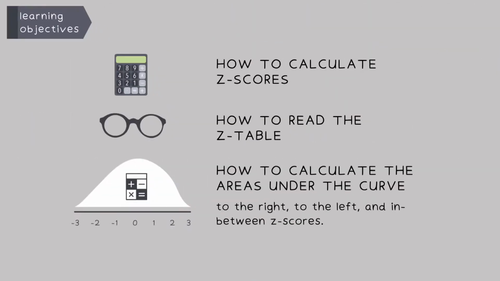The learning objectives are how to calculate z-scores, how to read the z-table, and how to calculate the areas under the curve, to the right, to the left, and in between z-scores.